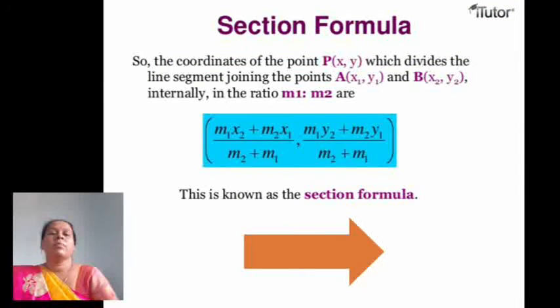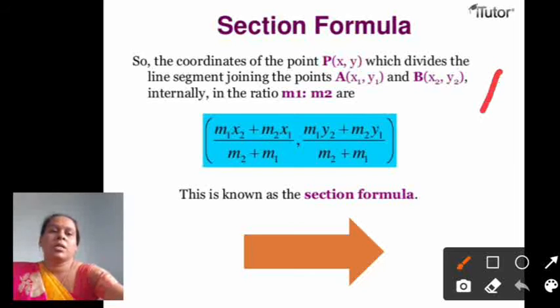And now the last part of this chapter is the section formula. If 2 points are given, meaning one line segment AB is given, and that segment is divided into 2 parts in the ratio m1 as to m2, then the coordinates of the intersecting point are: the x coordinate is given by m1 x2 plus m2 x1 upon m1 plus m2, and the y coordinate of the intersecting point is given by m1 y2 plus m2 y1 upon m1 plus m2.